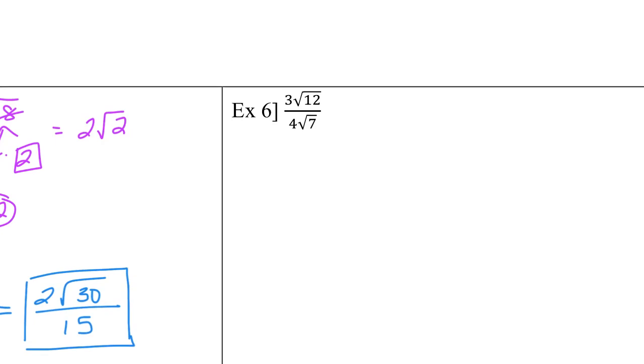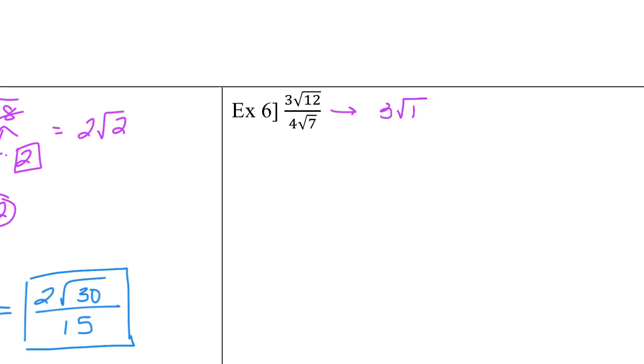3 square root of 12 over 4 square root of 7. Okay, so square root of 12, you could simplify that down. So let's go ahead and work on simplifying my numerator before I start. I don't have to use my division property because if I tried to, 12 over 7 is not going to simplify. It's not going to make my life any easier.